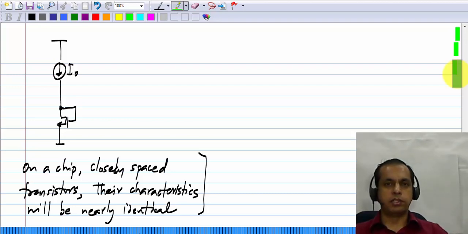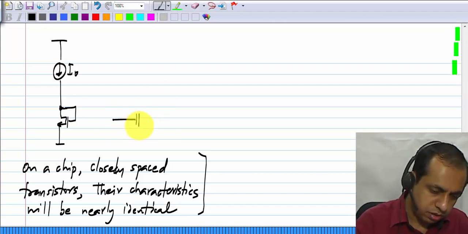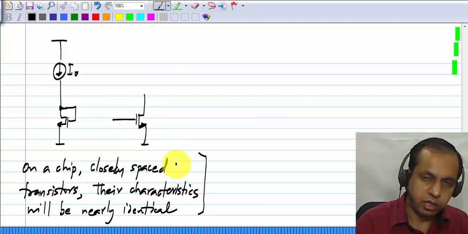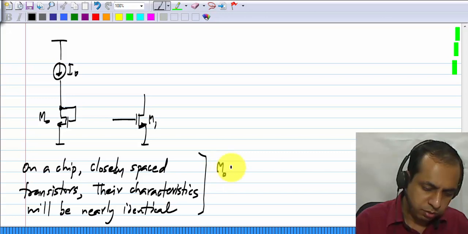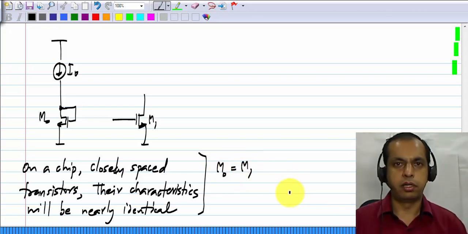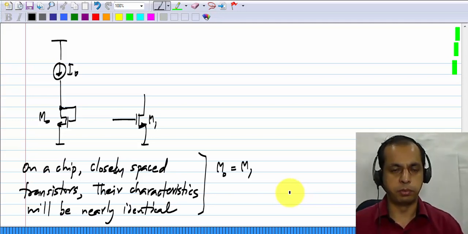So a lot of IC design is done by exploiting matching properties of transistors on an integrated circuit. Now let's assume that we are in such a context. So far we didn't use this. Okay, we had only one transistor in the circuit. Now let's say we have multiple transistors and all of them are matched. Then let me take another transistor. Let me call this M0, M1, and I'll say M0 equals M1, meaning that they are well matched. Okay, that is, they're also on the same chip so that their temperatures are the same and so on.